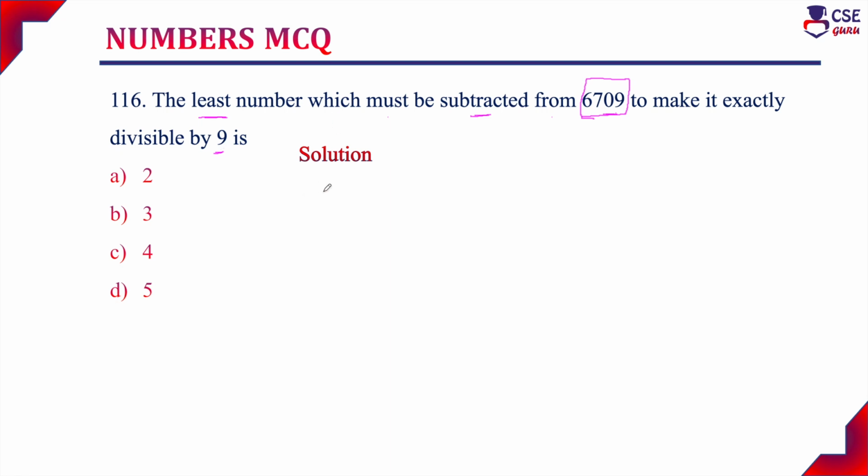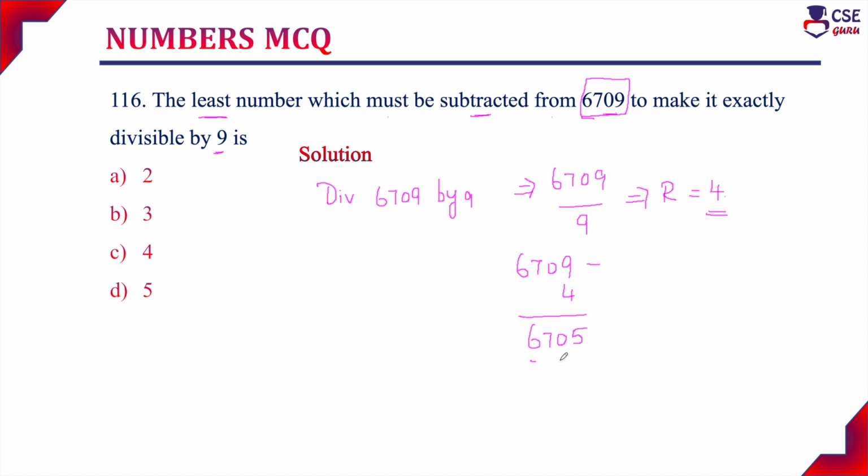Okay. So the solution, if we are considering, first divide 6709 by 9. The remainder we will get here is 4. So if you are subtracting the number 4 from this 6709, we will get the number exactly divisible by 9. So what is the number? 6709 minus 4, that is 6705. And this number is exactly divisible by 9. So the least number subtracted from this number is 4. So the correct answer is option C, 4.